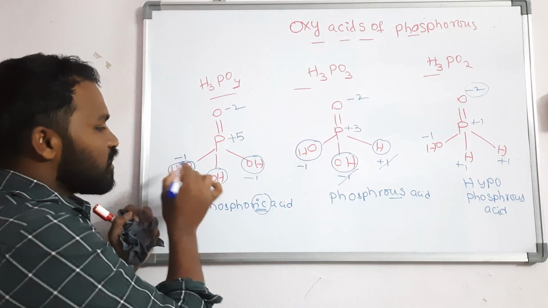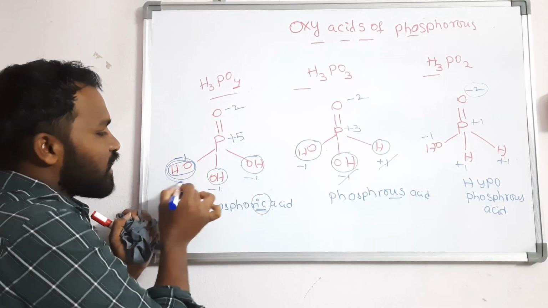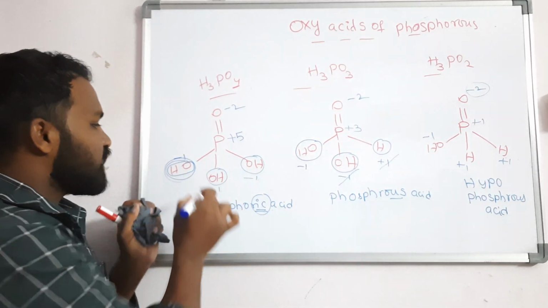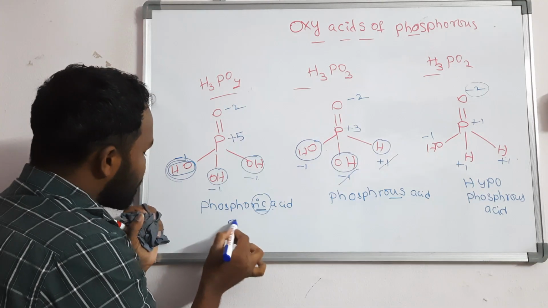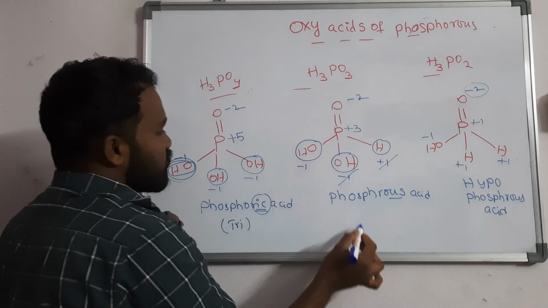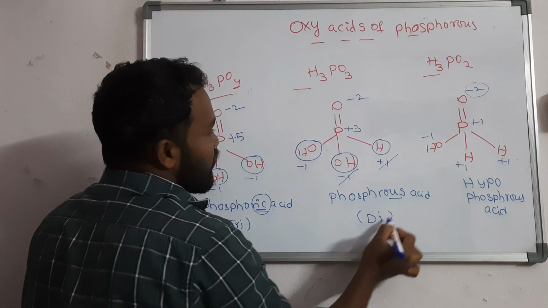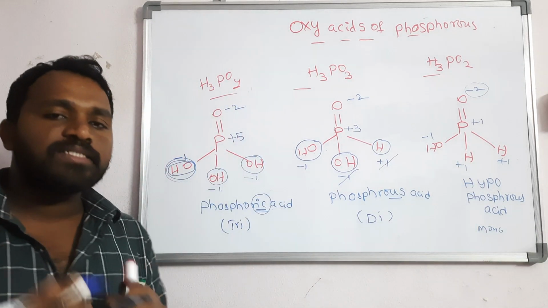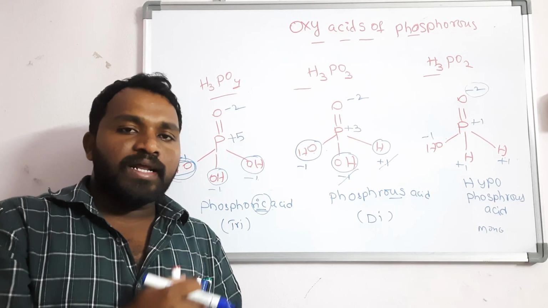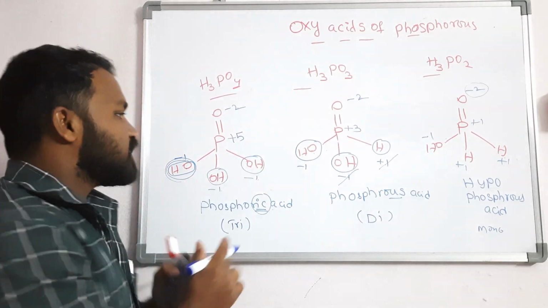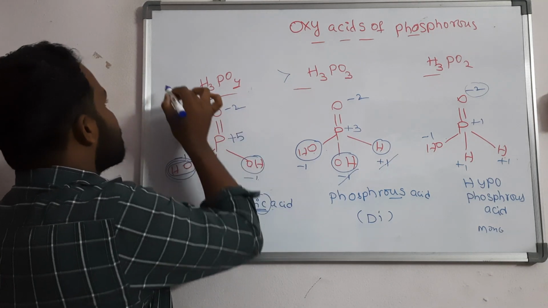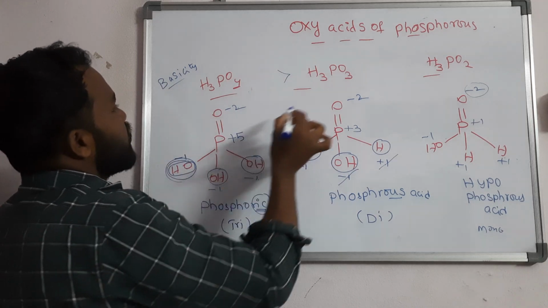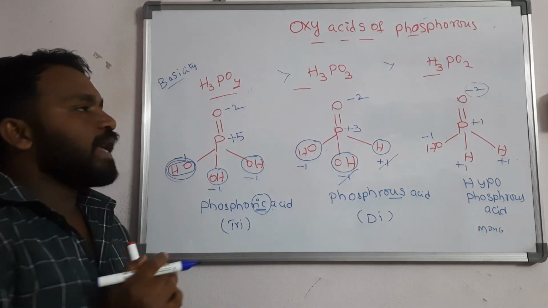For this case, the number of OH groups directly gives the basic nature, right? So 1, 2, 3, hence it is tribasic. Here there are 2 hydrogens, so this is dibasic, and here it is only 1, so monobasic acid. If they ask what is the order of basicity among the oxyacids, you should write H3PO4 is greater. This is the basicity order I am writing: H3PO4, H3PO3, then H3PO2.